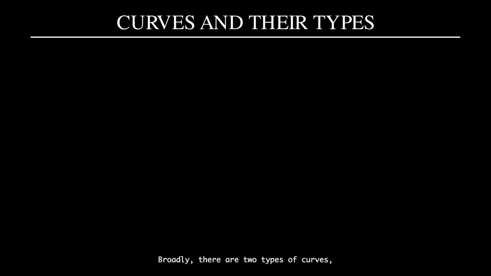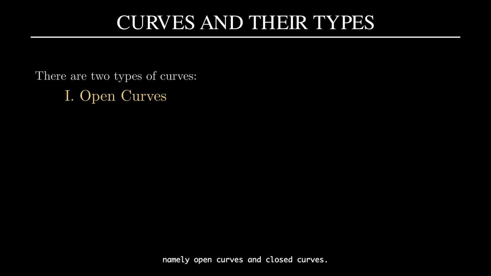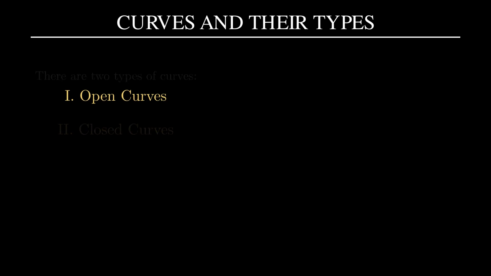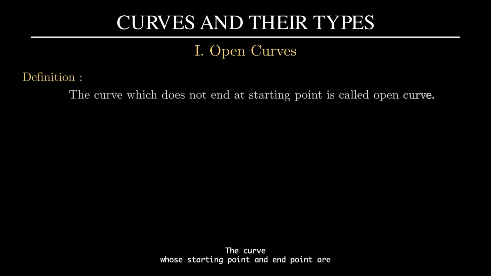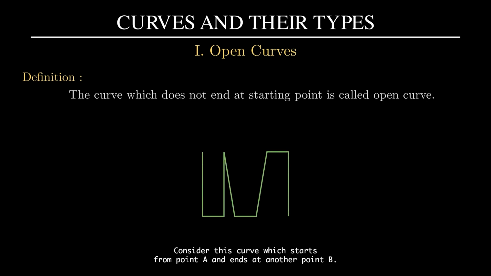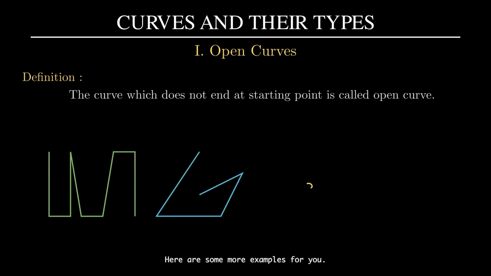Broadly, there are two types of curves, namely open curves and closed curves. Let's first talk about open curves. The curve whose starting point and end point are different is called an open curve. Consider this curve, which starts from point A and ends at another point B. It gives a clear example of an open figure. Here are some more examples for you.